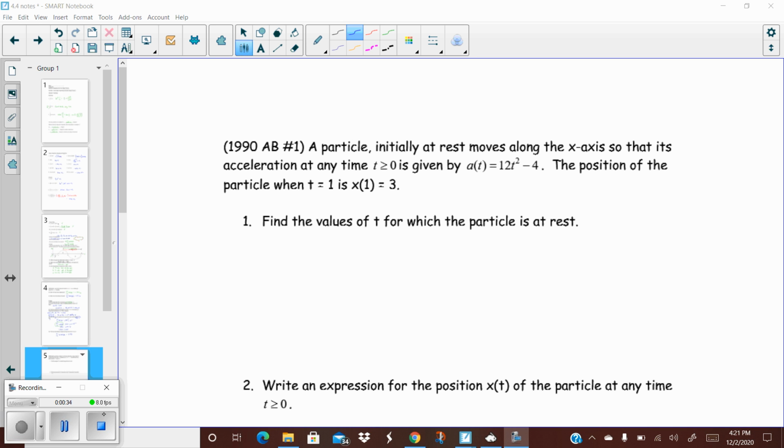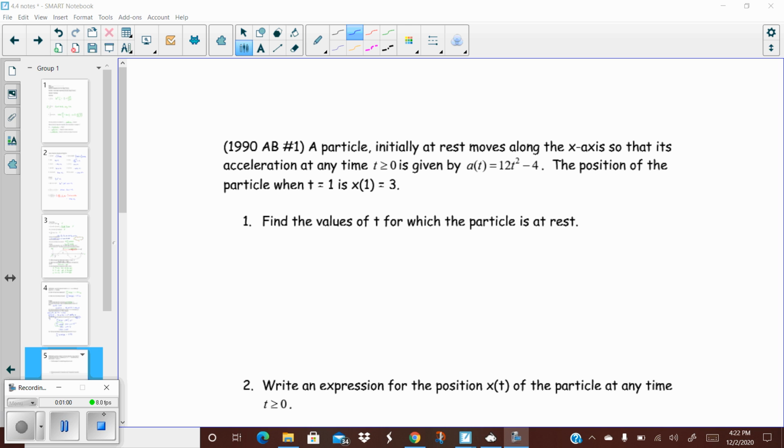Okay, the 1990 AB number 1. A particle initially at rest moves along the x-axis so that its acceleration at any time t greater than or equal to 0 is given by a of t equals 12t squared minus 4. The position of the particle when t equals 1 is x of 1 equals 3. Find the values of t for which the particle is at rest.